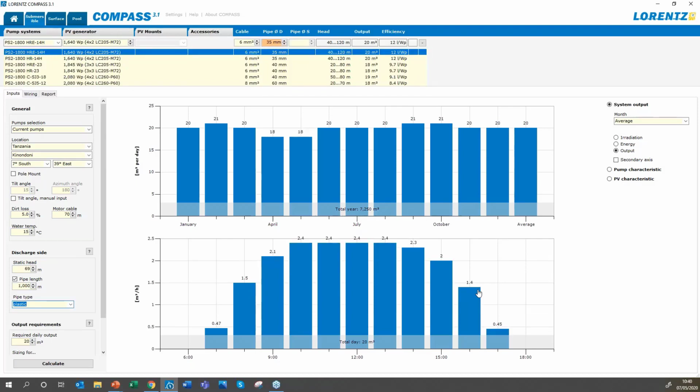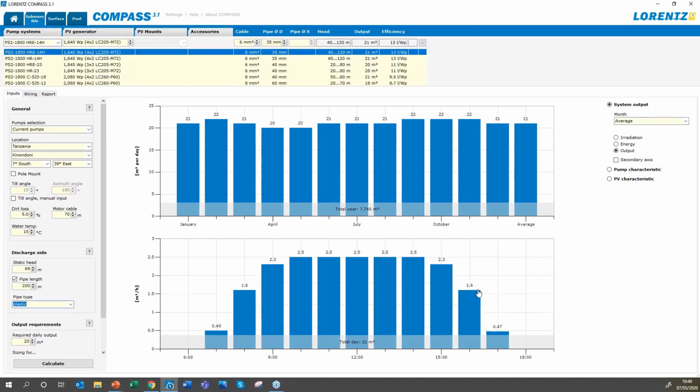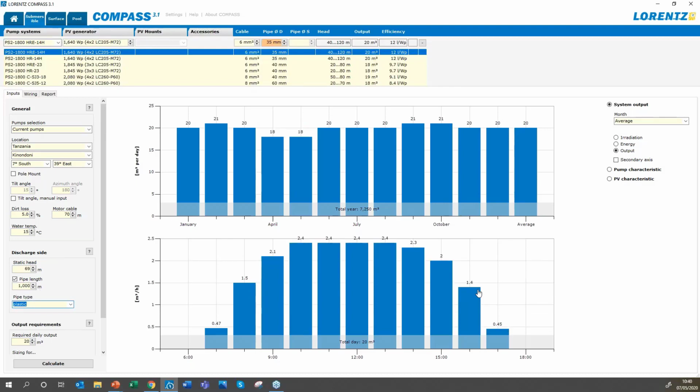And what you notice is, just by doing that, Compass is immediately showing a difference. So it's showing me that I'm actually getting less water. Let me change it back for you, and you can see this happen. So if I'm on a 200 meter pipeline, you can see 7,740 cubic meters per day. If I go to a 1,000 meter pipeline, you'll see that we lose 200 cubic meters in the year. This is simply because longer pipeline means there's more losses.